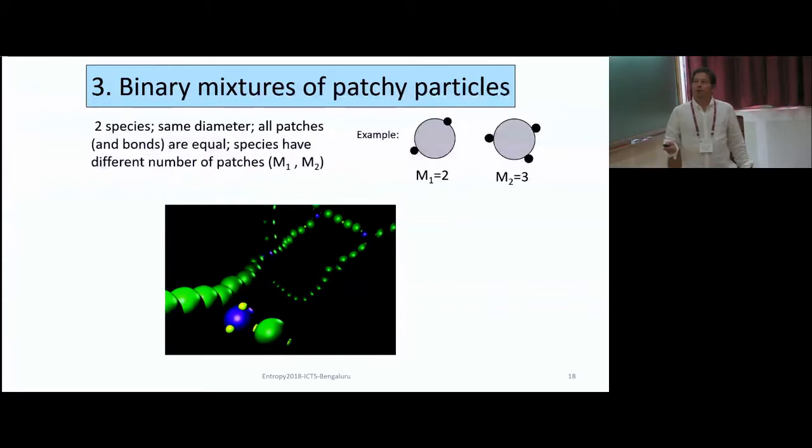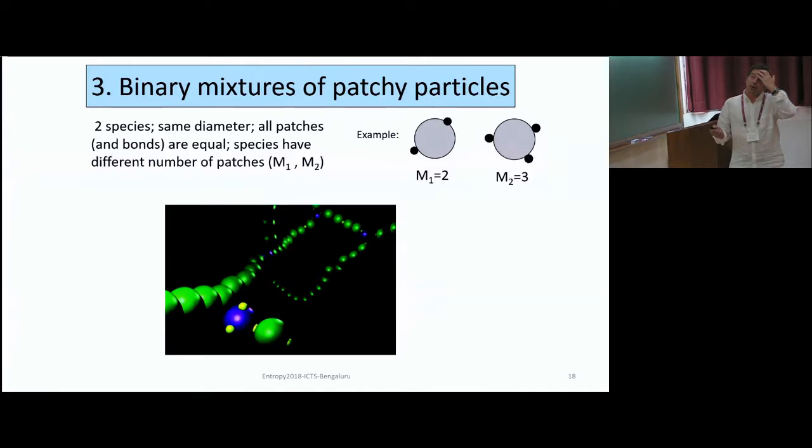And here, we studied this system of binary mixtures of patchy particles a lot, but I'm just going to concentrate on this problem of the empty liquid and of the entropy of mixing. So you have two species, two types of patchy particles, but they have the same diameter. All patches and bonds are equal. This means that the energy and the bonding volume is independent of what patches you are connecting, whether you are connecting patches on particles of the same species or different species.